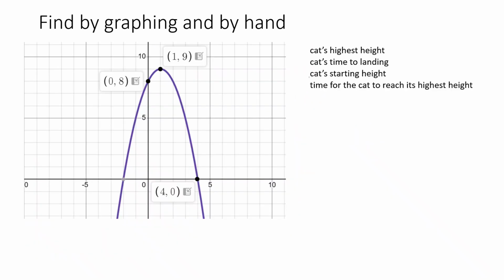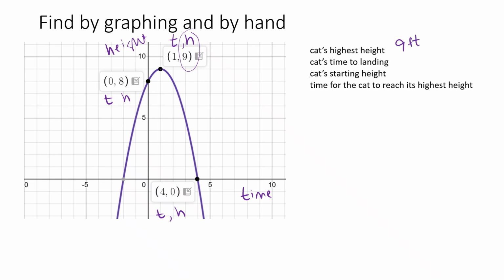Okay, so find by graphing and by hand. So we're going to do this by graphing and by hand. All right, so the cat's highest height. So remember, highest height, we are looking at the vertex, and we have, I didn't label it here, but we have time on the x-axis and height on the y-axis. So this is time, this is height. So at the highest height, that is right there, the highest height would be 9. So 9 feet on the highest height.